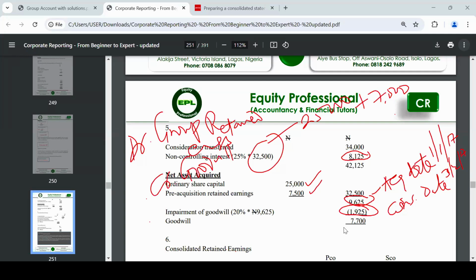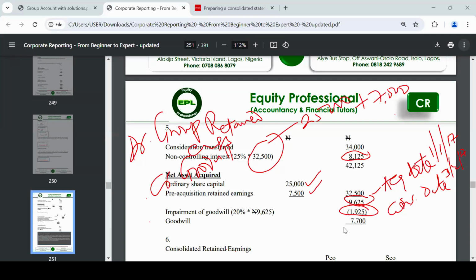Why am I doing this? Goodwill is an asset. When you credit an asset, what are you doing? You are reducing the amount of that asset. And what am I supposed to do? Impairment means there is a reduction in the amount of the goodwill. Now, when I debit retained earnings, I'm saying I'm debiting my P&L, but the representation of my P&L on the financial position is retained earnings.